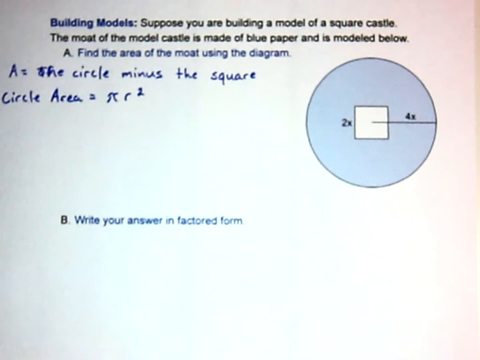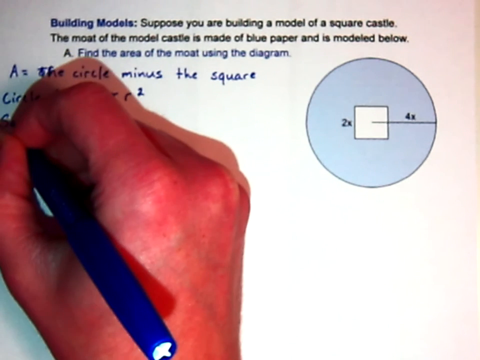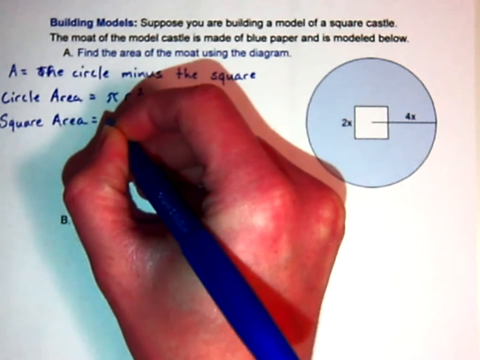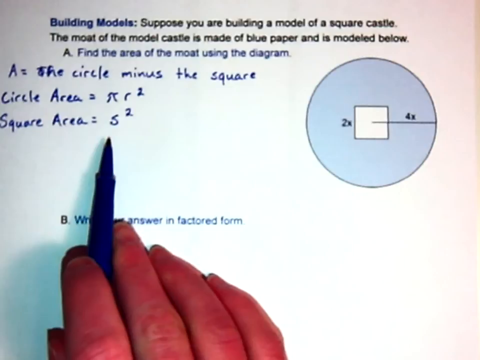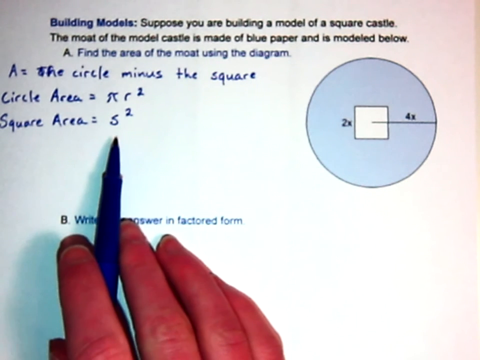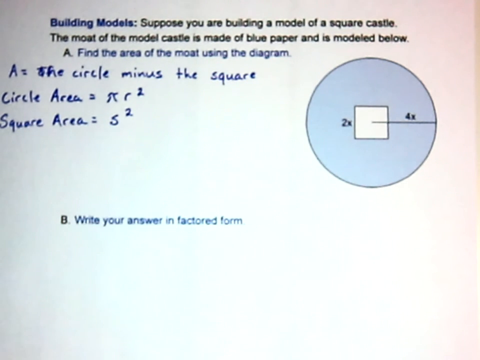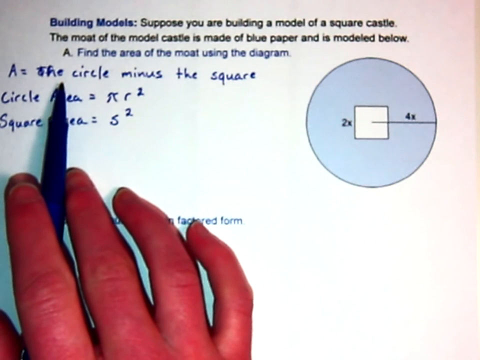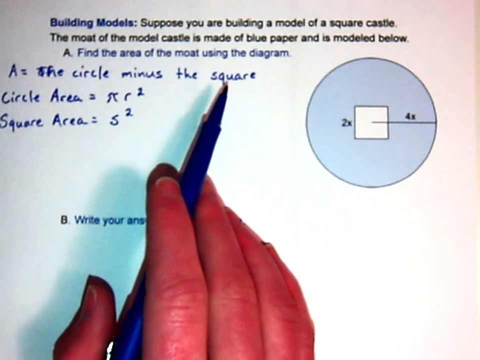But I also need to know the area of a square. The area of a square is s squared, because it's simply the side times its side, and anything times itself is squared. My goal is to find the area of the circle and subtract the area of the square. So how are we going to do that?